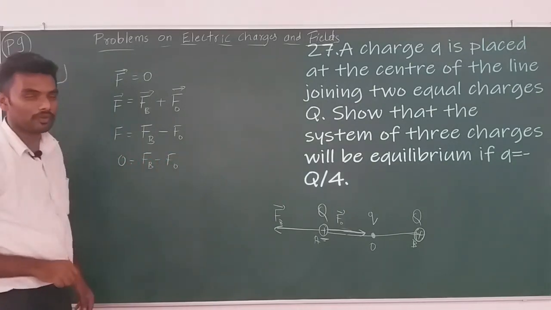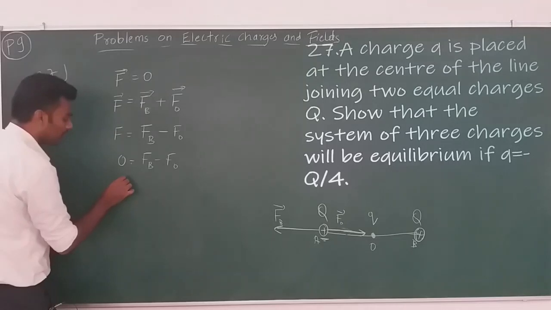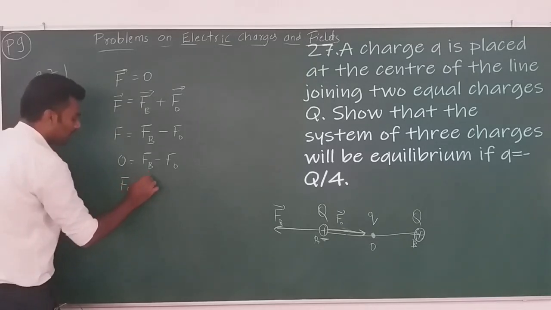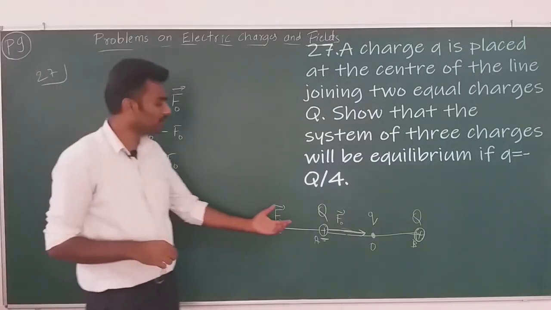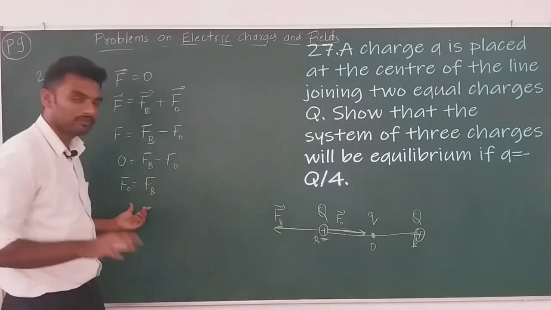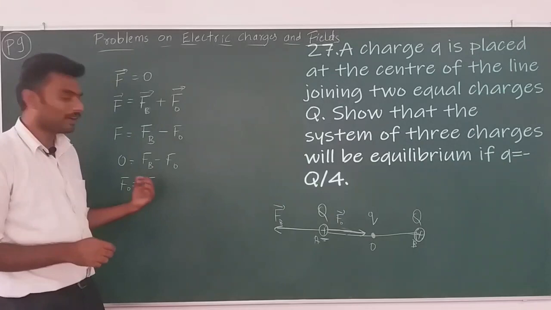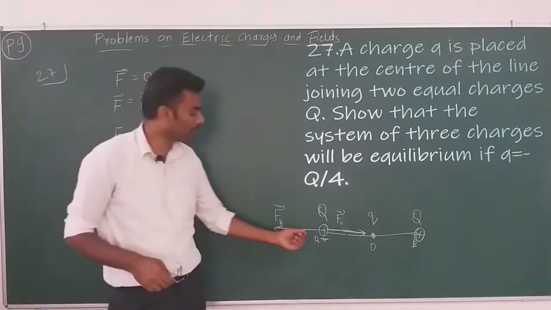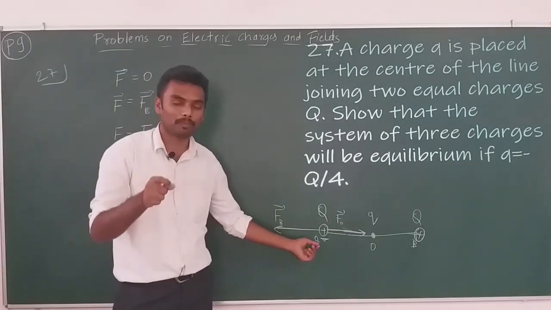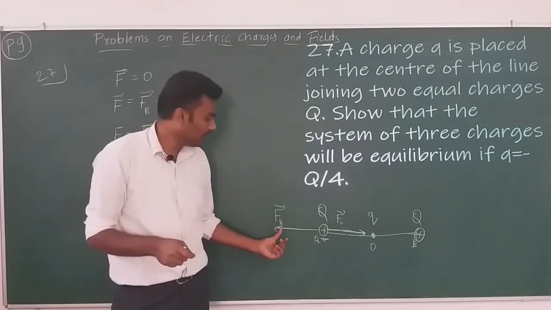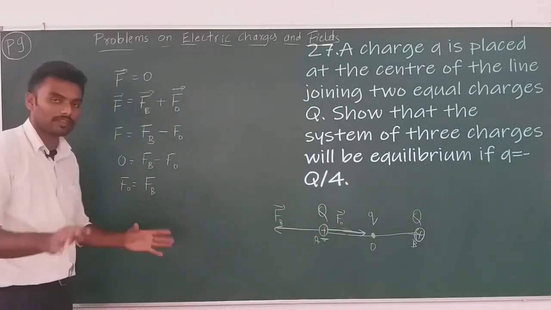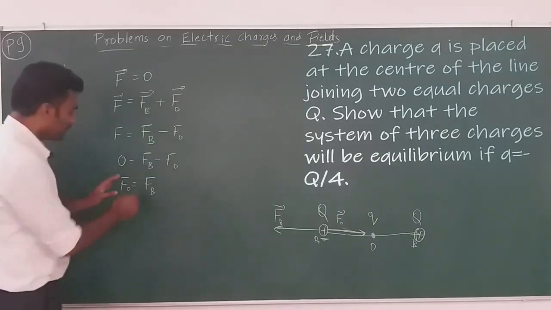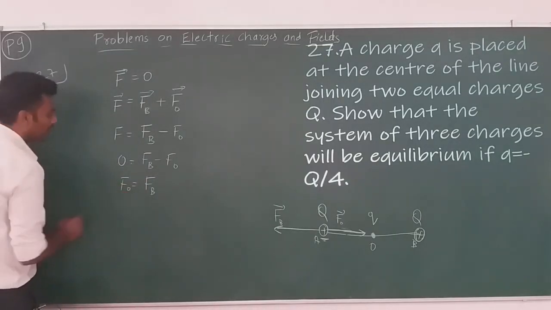Let me shift FO here so that FO should be equal to FB, right? I could have considered the condition directly, that's also fine. So you can write a sentence: in order for the equilibrium condition of the charge kept at point A, FB should be equal to FO. You can directly come to this point, that's also fine. Now this is where the actual part starts.